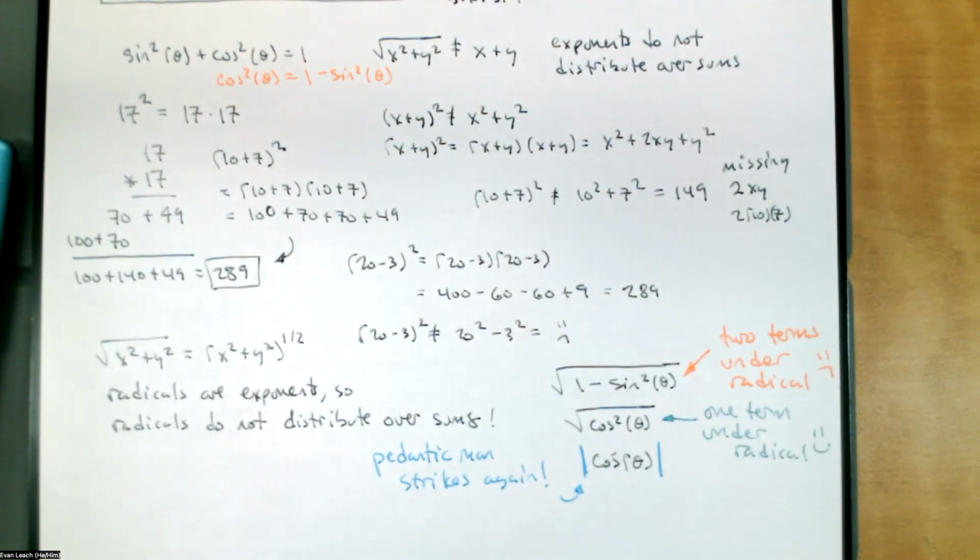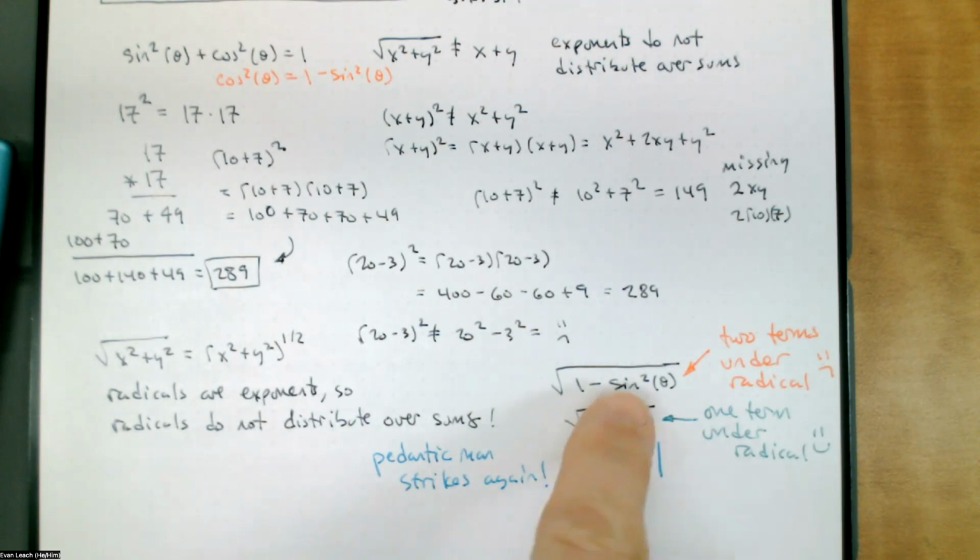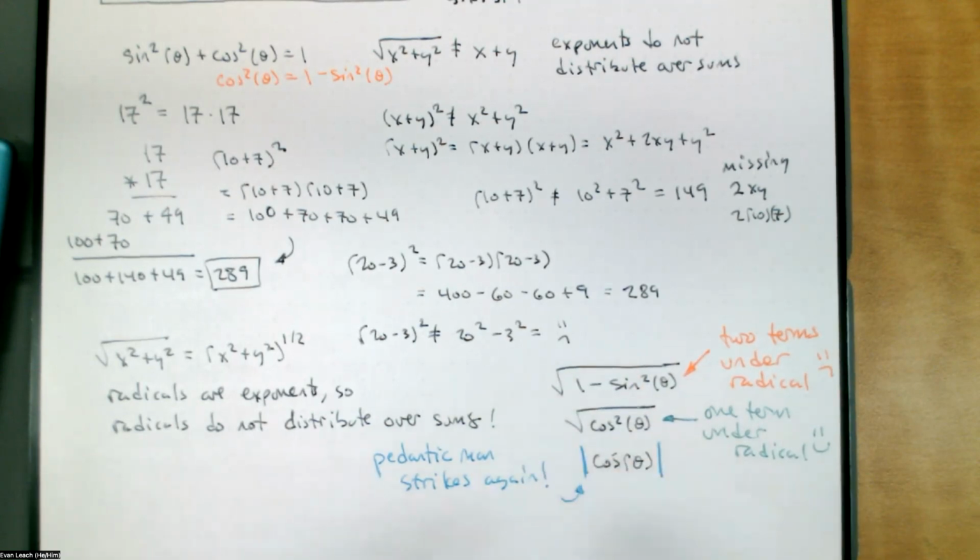The big advantage here is that two terms get combined through an identity into one term. And that one term, we can get rid of that. With two terms, we're stuck with the radical. With one term, we can simplify the radical. Two terms enter, one term leaves.